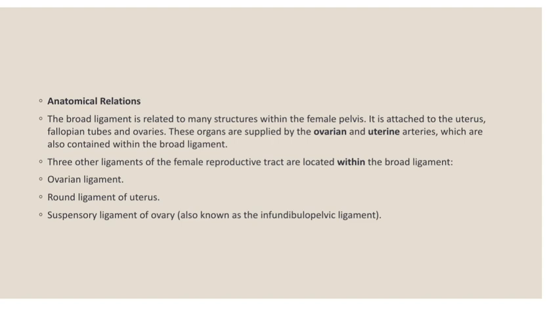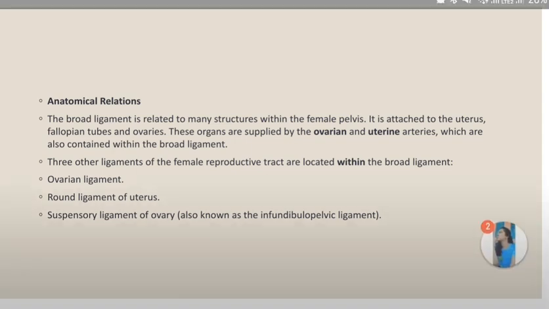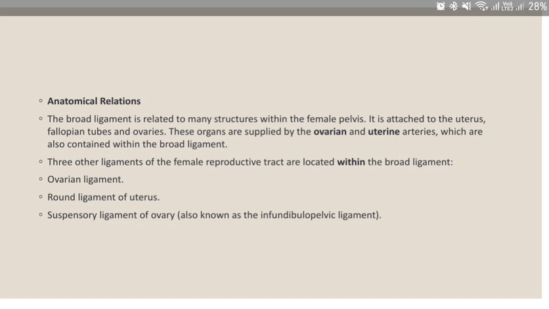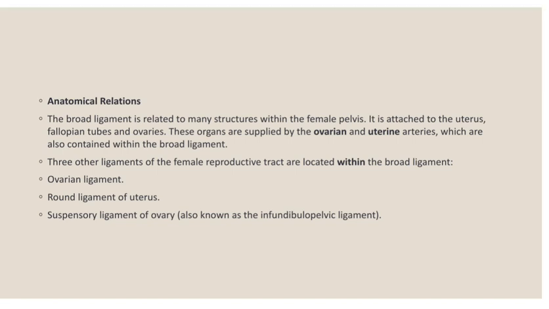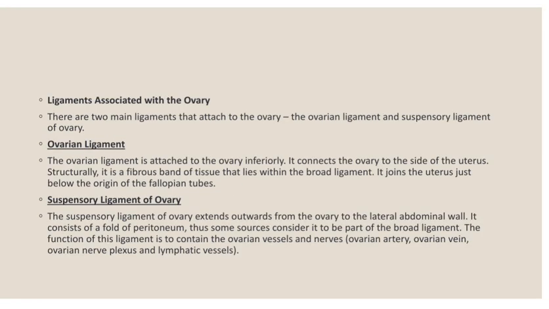Anatomical relationship. The broad ligament is related to many structures within the female pelvis. It is attached to the uterus, fallopian tube and the ovary. These organs are supplied by the ovarian and the uterine arteries, which are also contained within the broad ligament. Other ligaments of the female reproductive tract are located within the broad ligament: the ovarian ligament, round ligament of the uterus, and the suspensory ligament of the ovary, also known as the infundibulopelvic ligament.